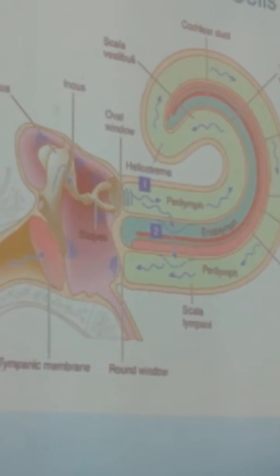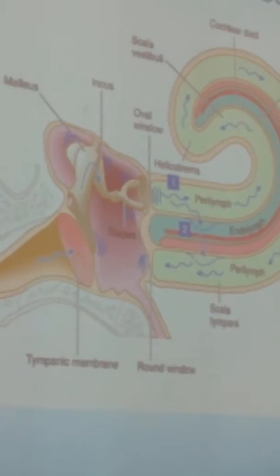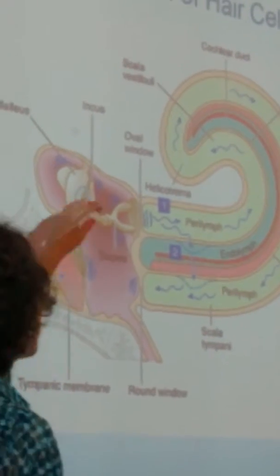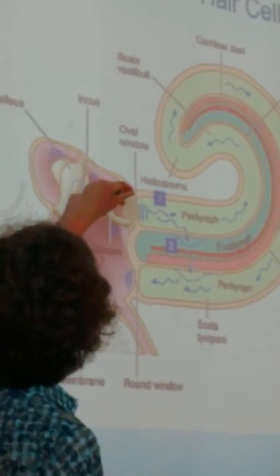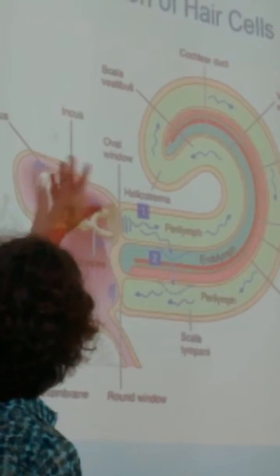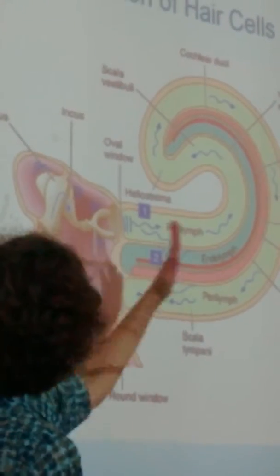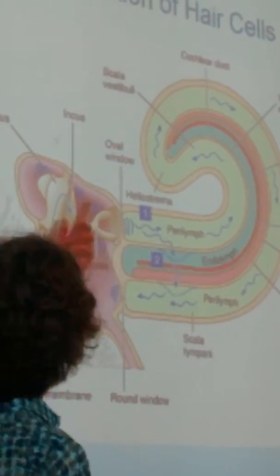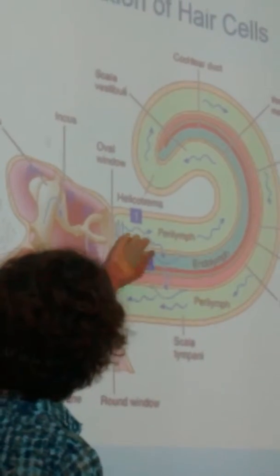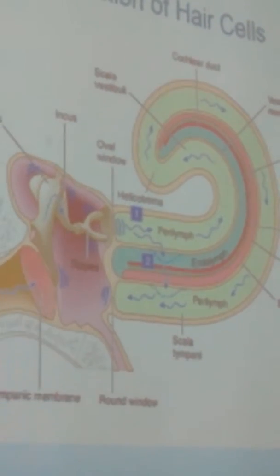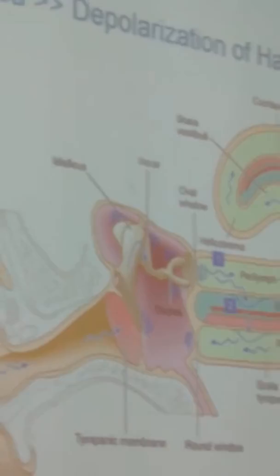So when you think about pressure, it has much more inertia. It's harder to move than air. So they increase the force of the pressure. So the stapes is hitting that oval window really hard. So what it does is it generates pressure waves in the perilymph of the scala vestibuli.